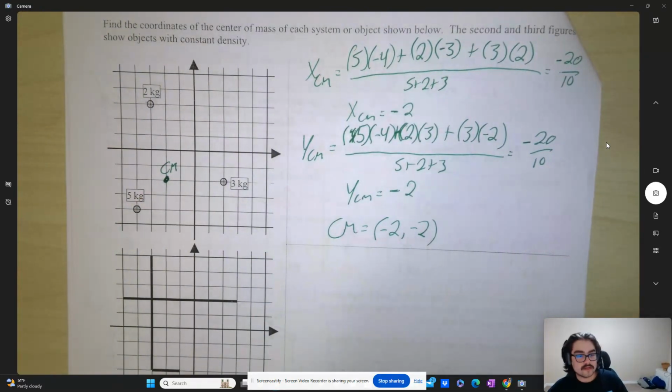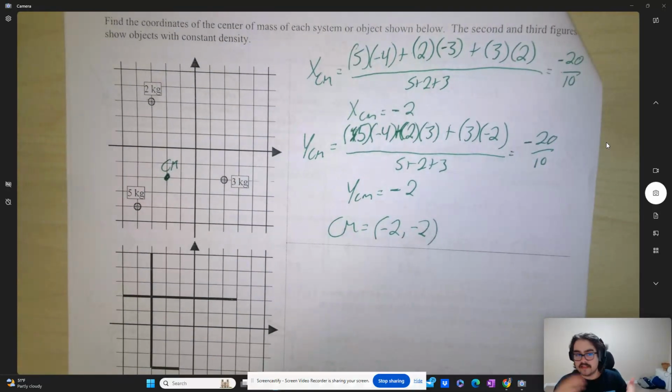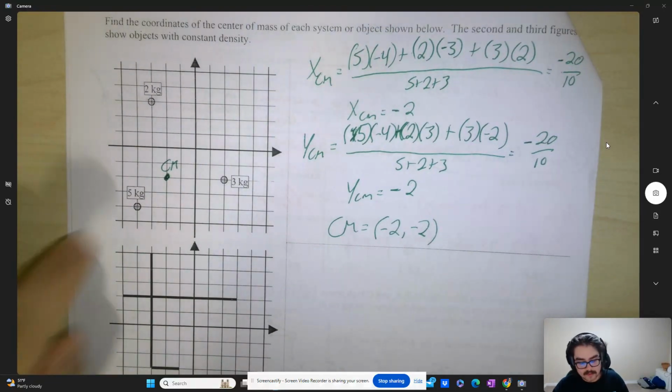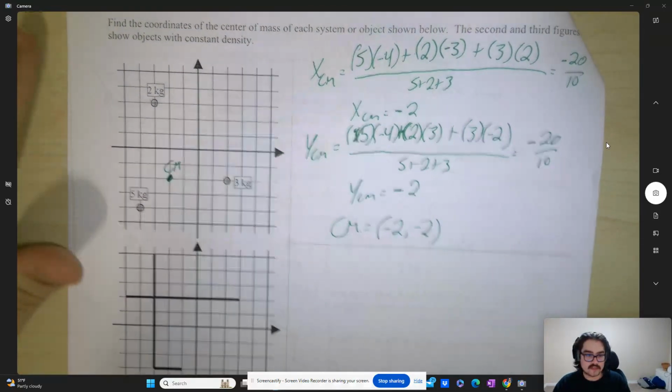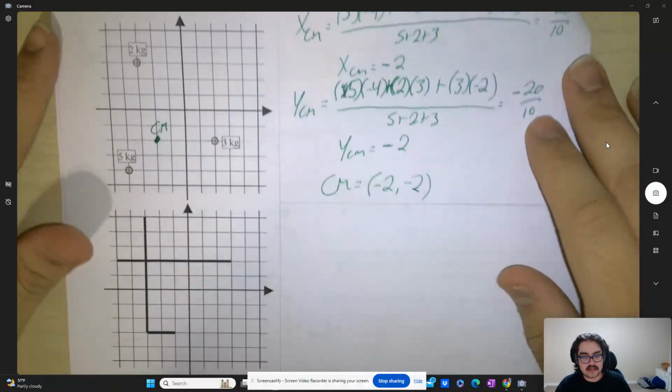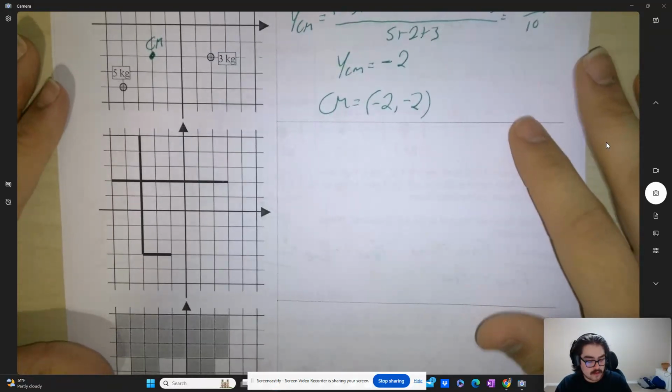It doesn't matter how you would have defined the system. If you maybe said the origin was over here on the left, that's fine. You'd get the same center of mass. Entirely up to you. If you made the origin down here, you'd get the same center of mass. Doesn't matter where you consider it from. Entirely up to you.